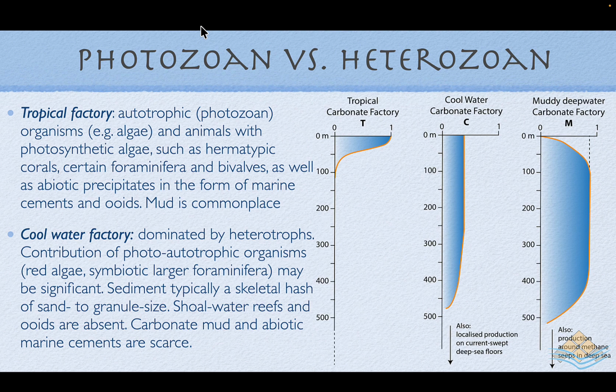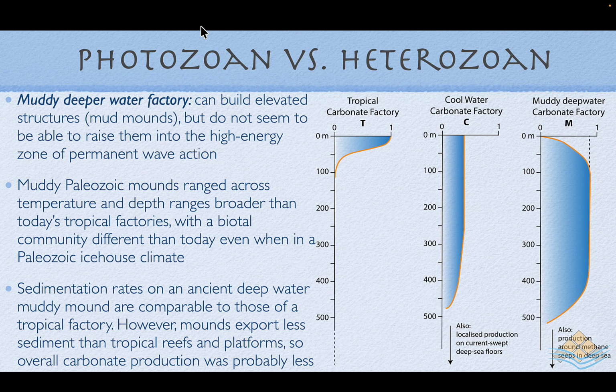Then there's a third association, which is the muddy deeper water factory, which can build structures known as mud mounds, and we'll look at these in a bit of detail shortly. Those mud mounds, very common from the Cambrian through until the late Mesozoic, didn't seem to be able to raise the structure above the zone of permanent wave action.